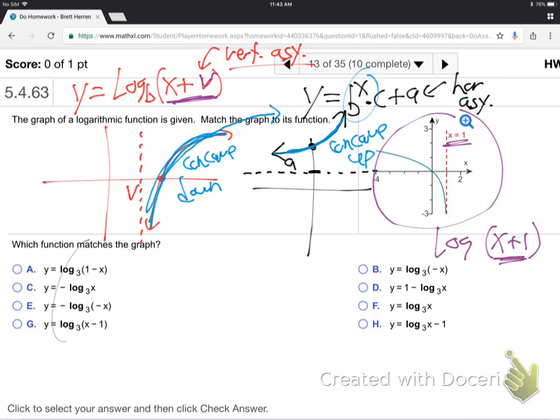The base on all these is 3, so I'll just assume it's 3. We'll get to how we would know that later. But it's obviously 3. They're all 3. So I'll put that in as 3. Now, the only other thing on the one they're giving me is it looks like it's been flipped, doesn't it?